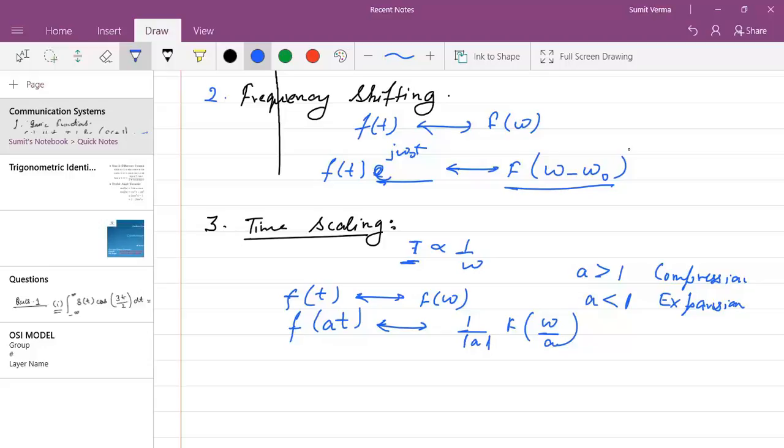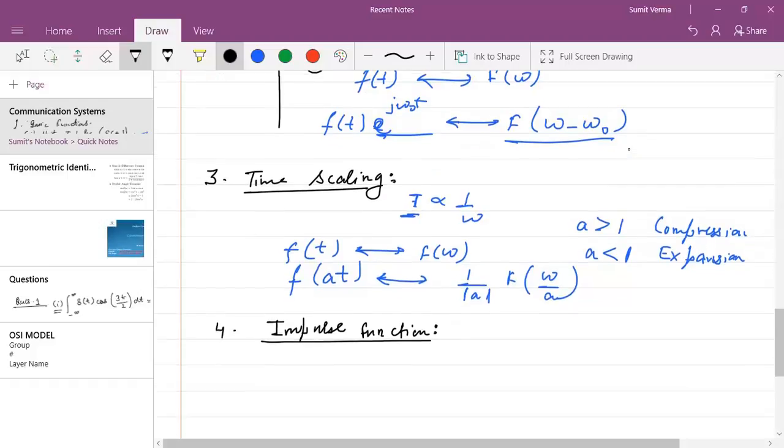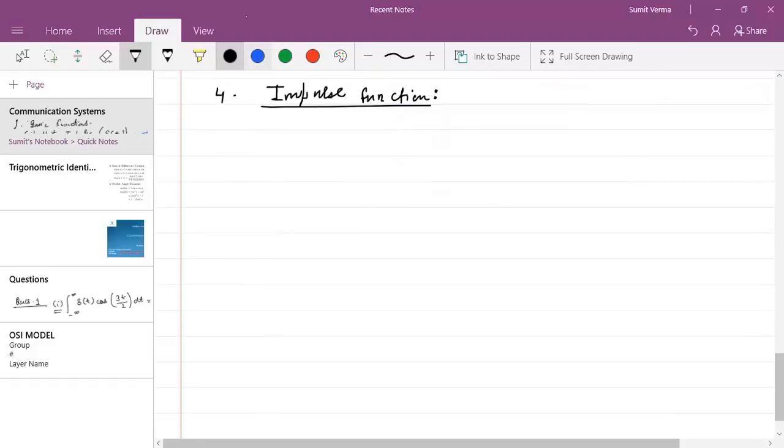Okay, so we just saw some basic signals. Now let's take the impulse function again and see its Fourier transform. The impulse function is a very basic function. Its Fourier transform is simply 1.